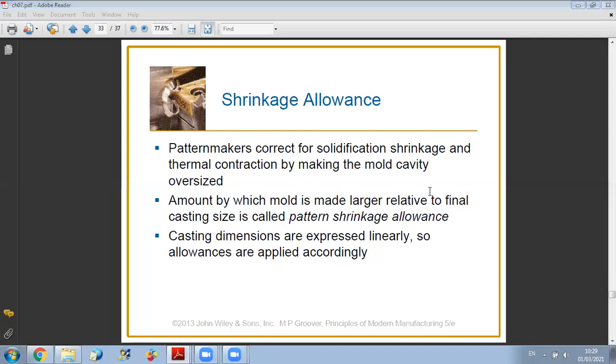So in general, pattern makers correct for solidification shrinkage and thermal contraction by making the mold cavity oversized. Shrinkage allowance represents the amount by which the mold is made larger relative to the final casting size. And this is called pattern shrinkage allowance. Casting dimensions are expressed linearly, so allowances are applied accordingly. So the allowance is expressed per unit length.